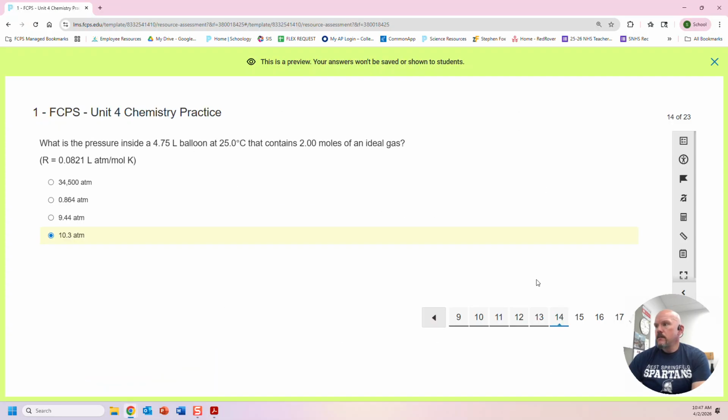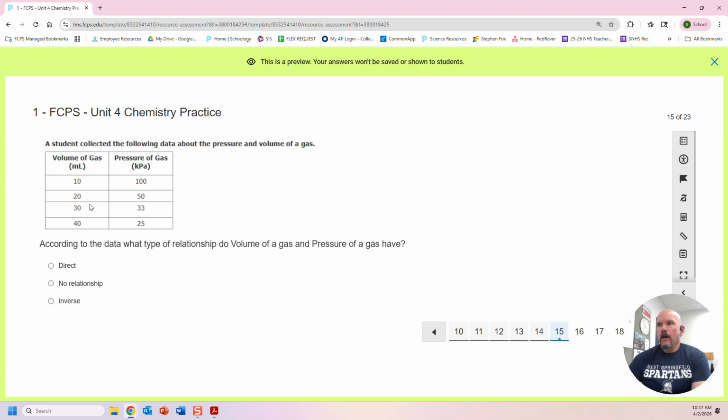All right. Number 15. So this one's just saying, here's some data. What relationship do volume and pressure have? Well, we should just know it's inverse, right? But what's happening? The volume's increasing, the pressure's decreasing. Inverse relationship. If the volume was increasing and the pressure was also increasing, that would be a direct relationship, right?